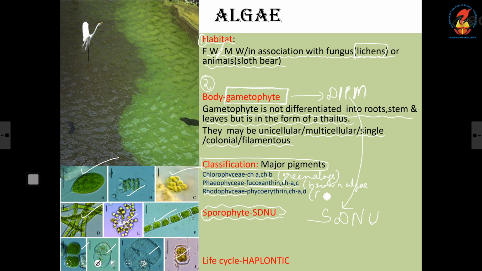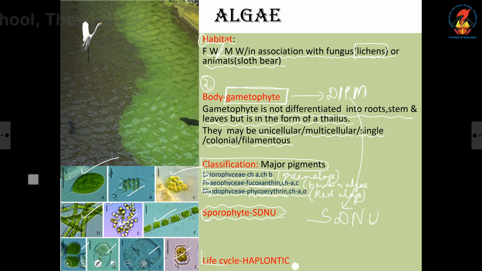Then Rhodophyceae is called the red algae. It is red in color because of the predominant pigment phycoerythrin along with chlorophyll A and D. So these are the different classes of algae: Chlorophyceae, green algae; Phaeophyceae, brown algae; and Rhodophyceae, red algae.